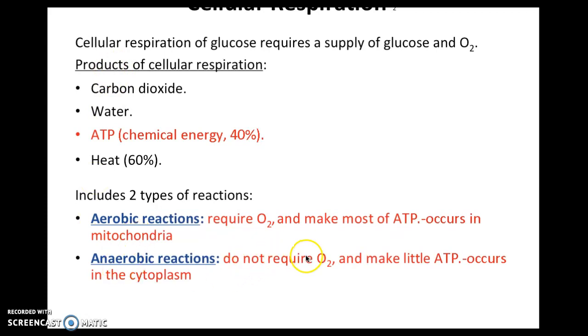Anaerobic reactions do not require oxygen. They are without oxygen, and they make just a little bit of energy and store it in ATP, and this occurs in the cytoplasm.